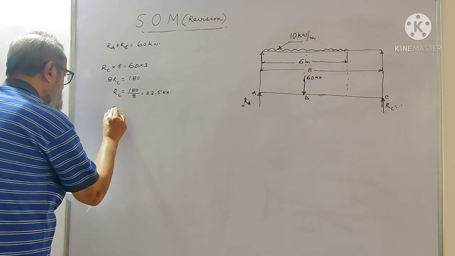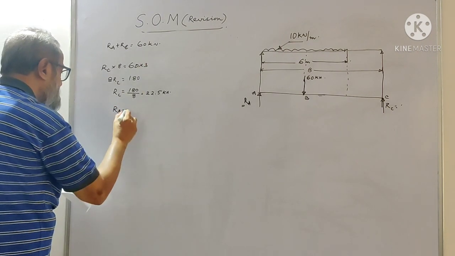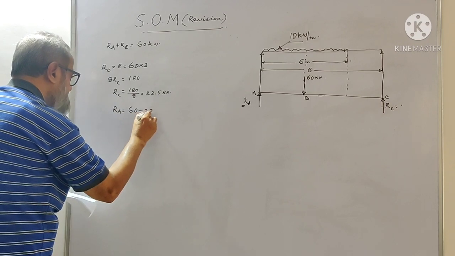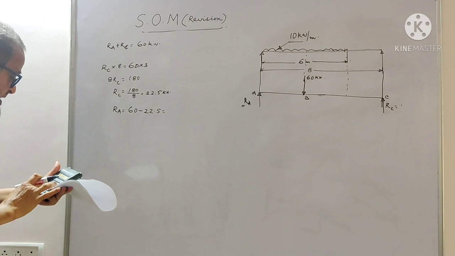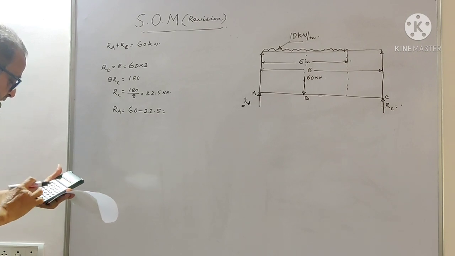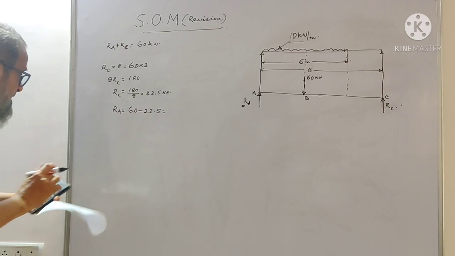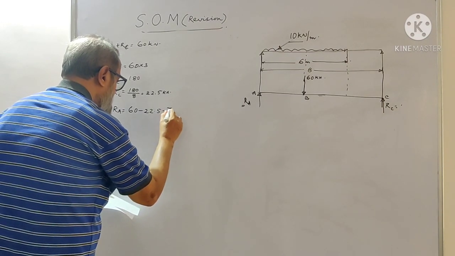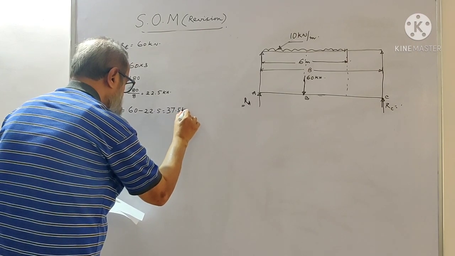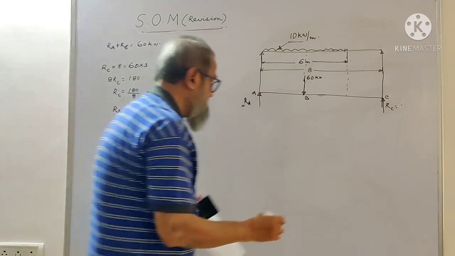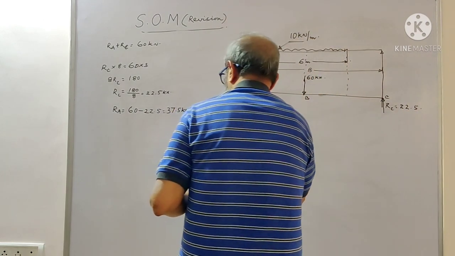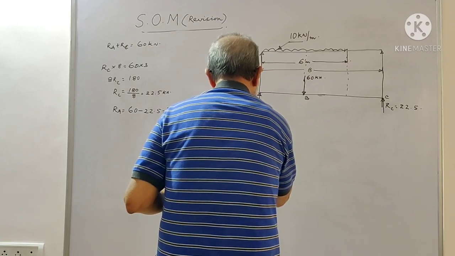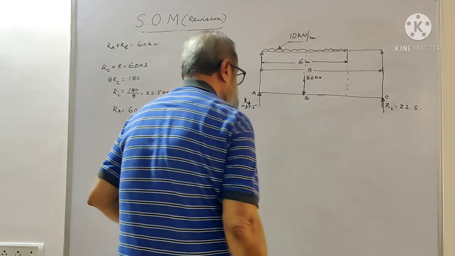So RA will be 60 minus 22.5. That will be 37.5 kilonewton. So I got both of them. This is 22.5. This is 37.5. I got the two reactions.